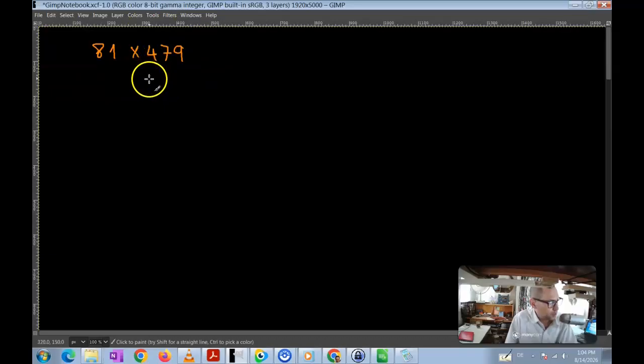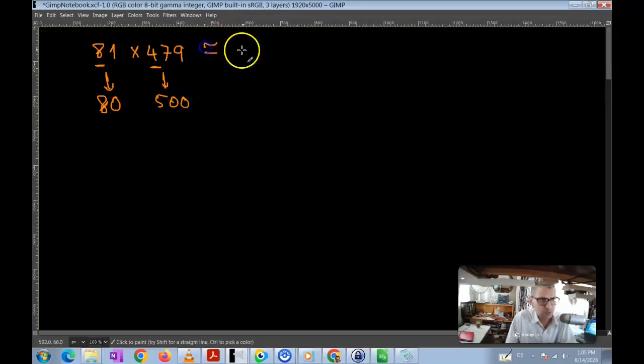Now, the most significant digit in this number is the tens place value, so I'm going to round this number to the nearest tens, which gives me 80. The most significant digit in this number is the hundreds place value, so I'm going to round this to the nearest hundreds, which gives me 500.